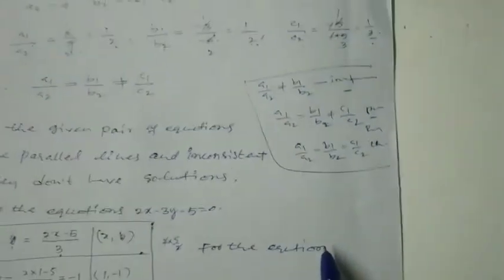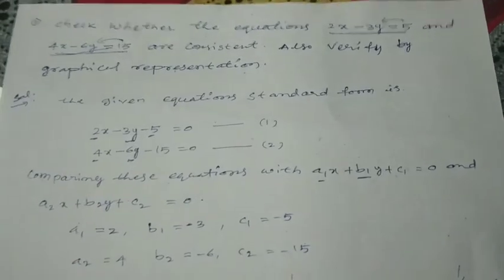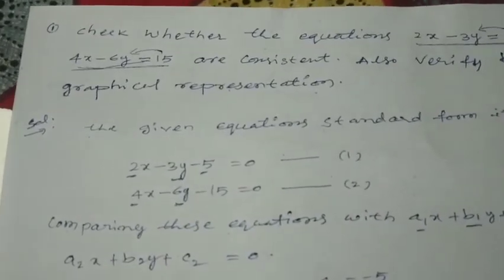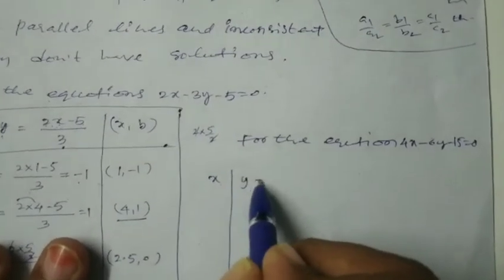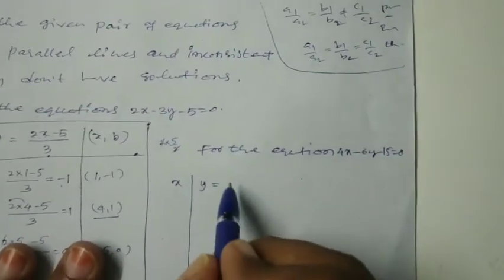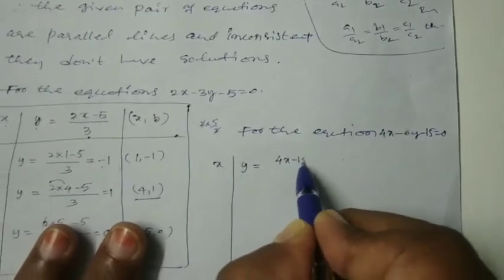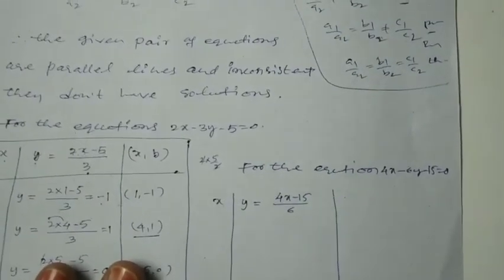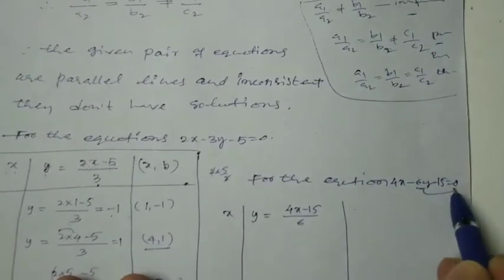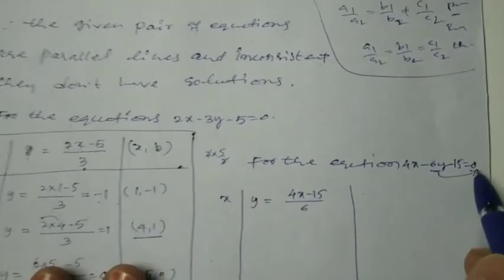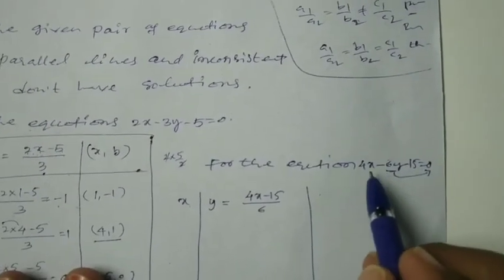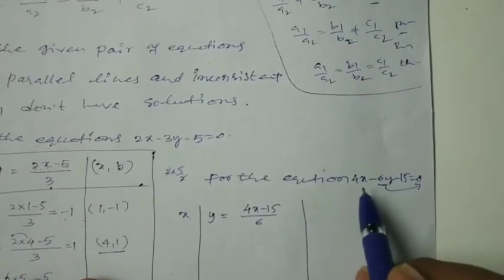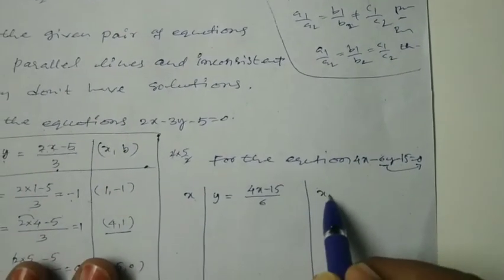Next, the second equation. What is the second one? 4x minus 6y minus 15 equal to 0. Here x, next y. From the second equation, children, minus 6y transferred to the RHS changes to plus 6y. So 6y equal to 4x minus 15. The 6 also transfers to the LHS and divides, so y equals 4x minus 15 by 6. Here x comma y.